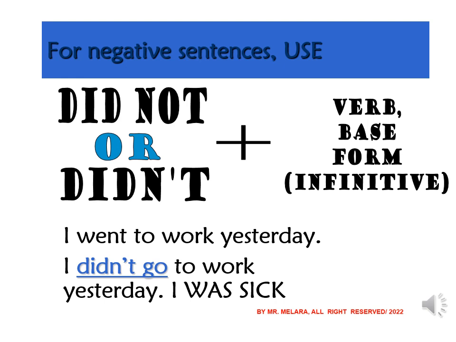This is important. For negative sentences, use did not or didn't plus the verb in base form or infinitive. For example, I went to work yesterday. In negative, I didn't go to work. You see, in this case, go is in present because you used didn't. Yesterday, I was sick.